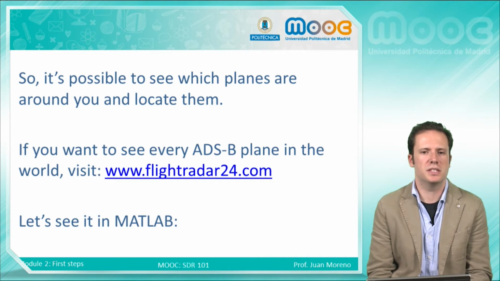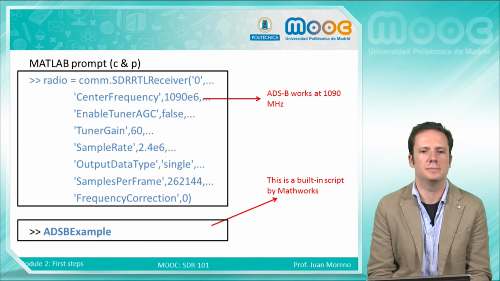So, with this service, it's possible to see which planes are around you and also to locate them. If you want to see this service working with a worldwide point of view, please visit this website, flightradar24.com. Here you will see all the planes in the world with this service enabled, located precisely in the map. It's worth seeing it. Now let's see it working in MATLAB.